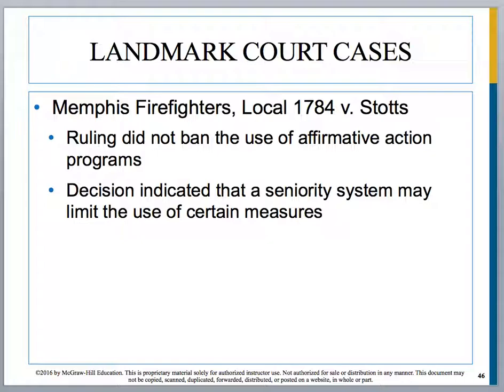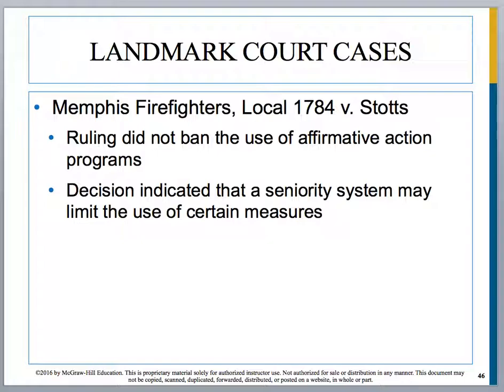In 84, the Supreme Court ruled that the district court had exceeded its powers in issuing the injunction, requiring white employees to be laid off when the normal seniority system would have required laying off African American employees with less seniority. This decision did not ban the use of affirmative action programs, but it does indicate that a seniority system may limit the use of certain affirmative action measures.